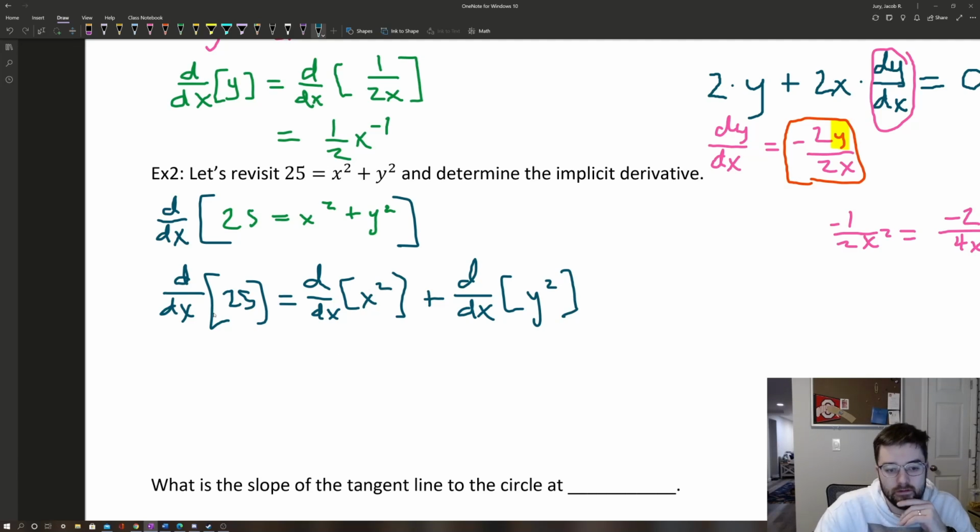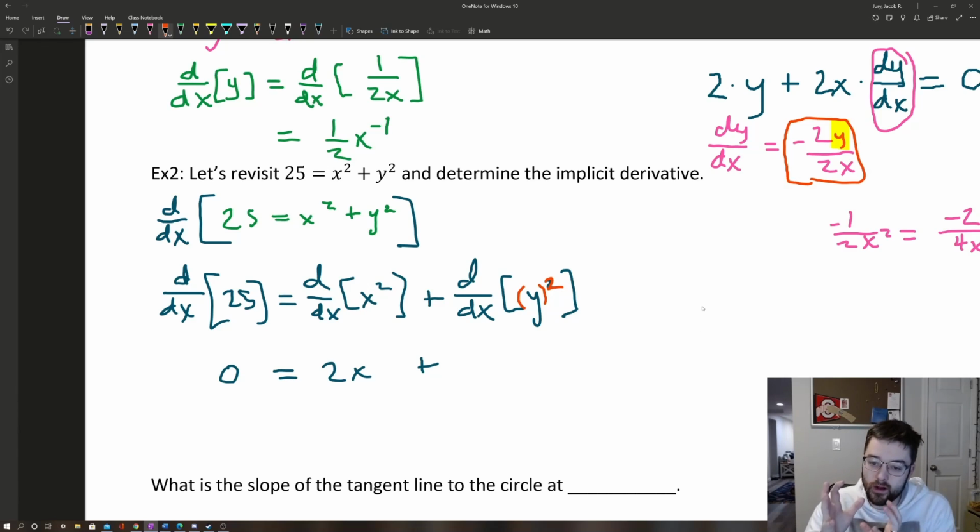So we see the derivative of 25 is 0. The derivative with respect to x of x squared is 2x. And now is the new part of what implicit differentiation does. We are going to take the derivative of y with respect to x. But we have this group on the outside of y called something squared. So that group on the outside of y is actually asking for the chain rule.